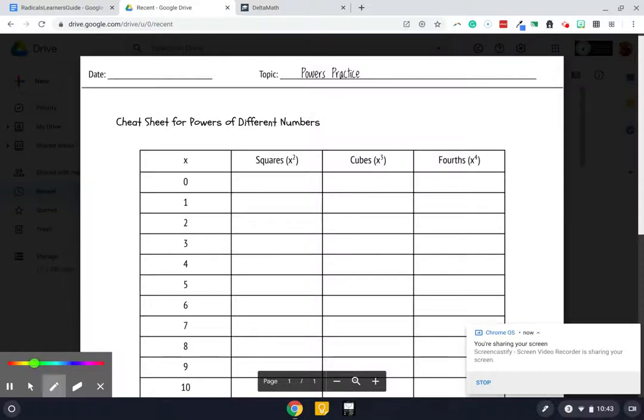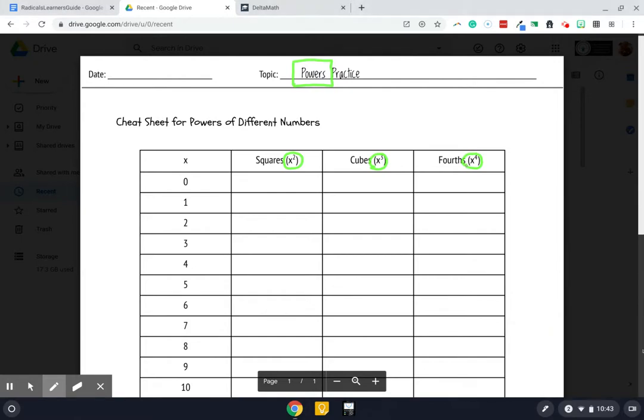Hey guys, before we get too far into this unit, we need to go over some key pieces of information around some powers. And when I say powers, that's of course meaning I'm talking about exponents. In this case, I'm going to talk about some numbers squared, some numbers cubed, and some numbers raised to the fourth. The reason we're looking at this is we are going to use this kind of cheat sheet throughout this unit. Okay?